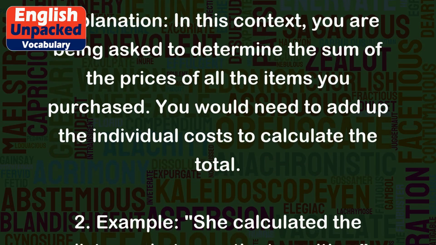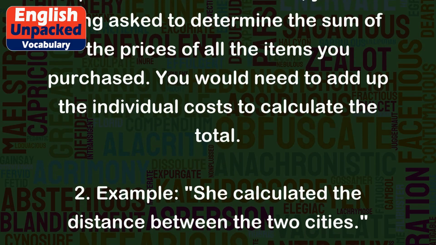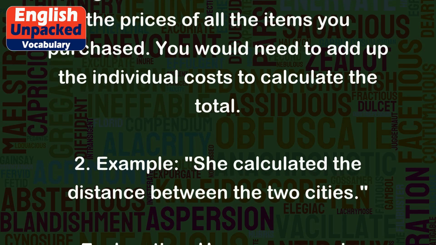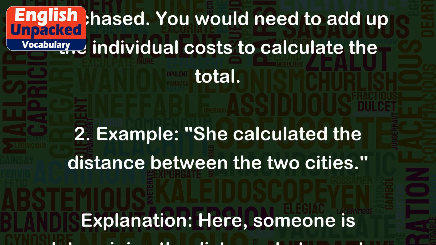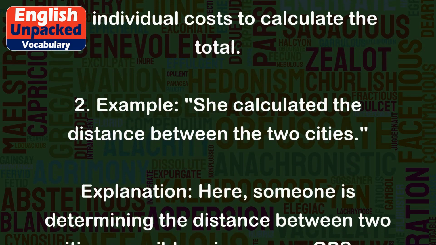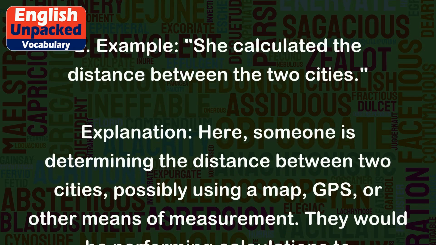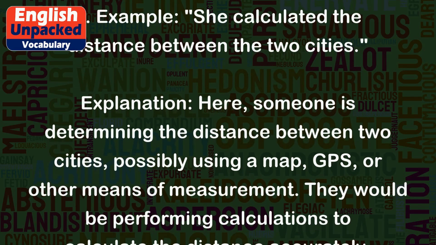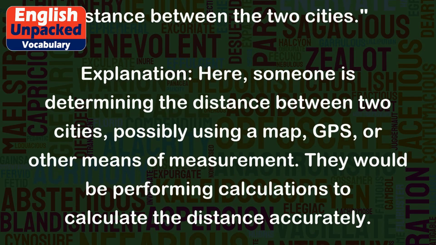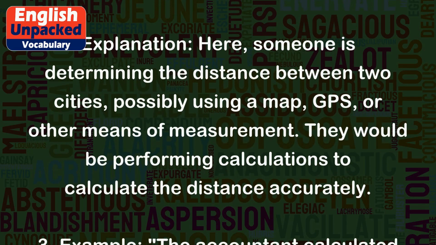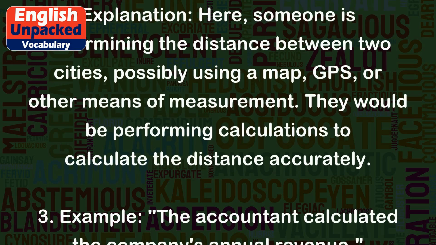2. Example: she calculated the distance between the two cities. Explanation: here, someone is determining the distance between two cities, possibly using a map, GPS, or other means of measurement. They would be performing calculations to calculate the distance accurately.